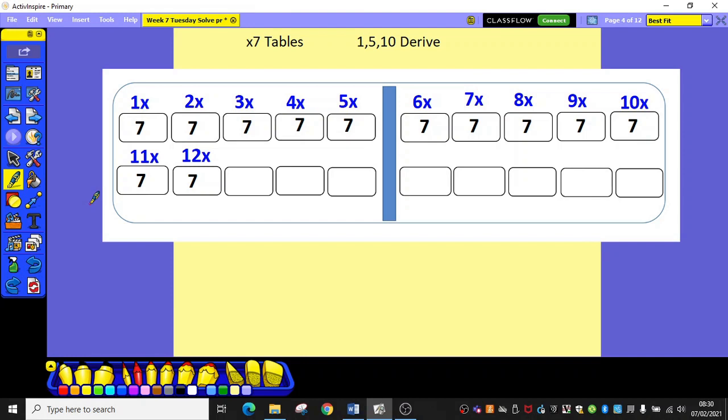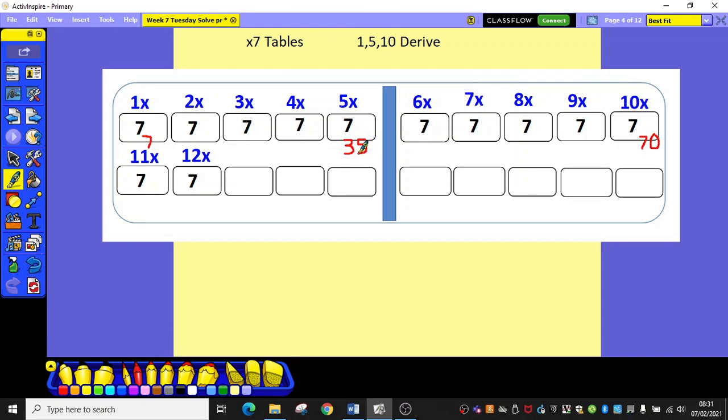Okay, so welcome back again, Year 4. If you have hopefully got this prepared, then you know that when we do 1, 5, 10 derive, the first thing we're going to do is put in that 1 times 7 is 7. Let's make that a little bit more accurate how I've drawn that. 1 times 7 is 7. And then 10 times 7 is 70. You should be finding that very simple if we are confident with our 10 times table. Half of 70 is 35, and also knowing my 5 times table, 5 times 7 is 35.